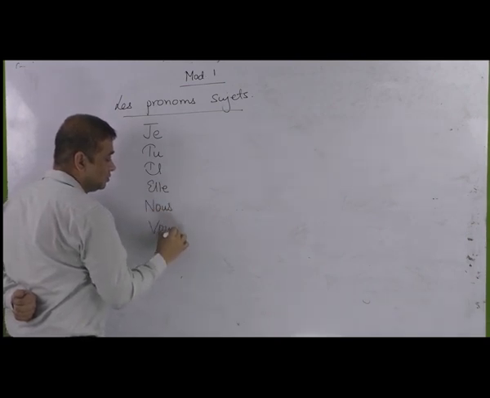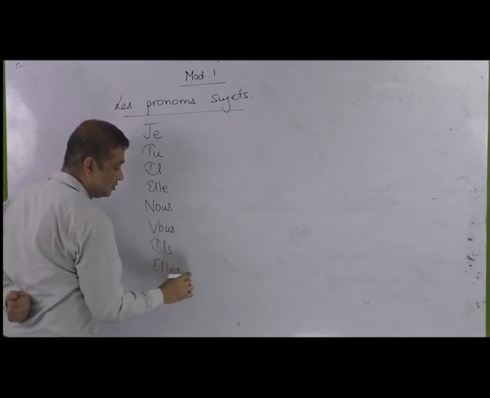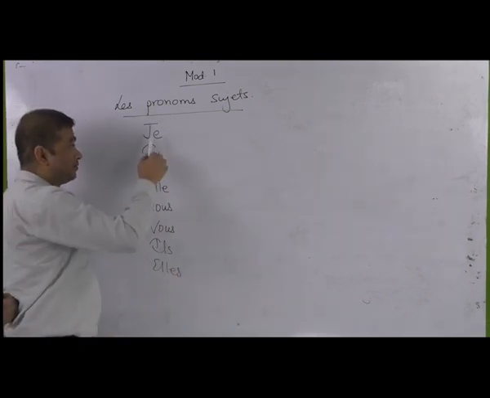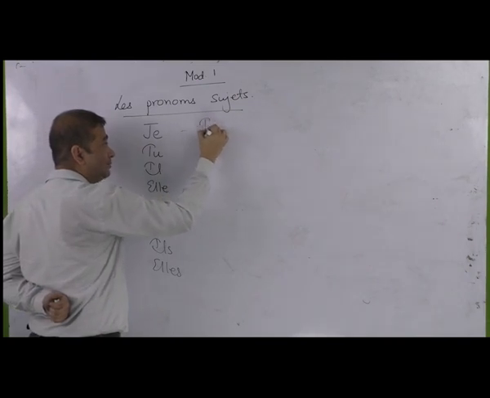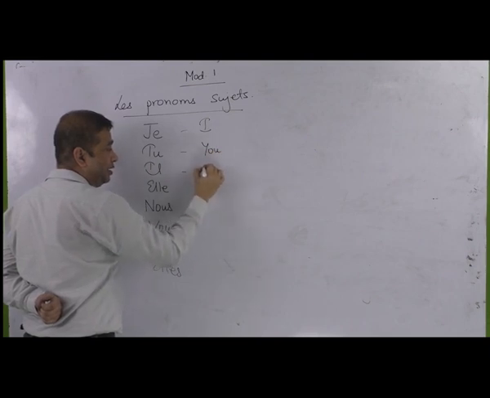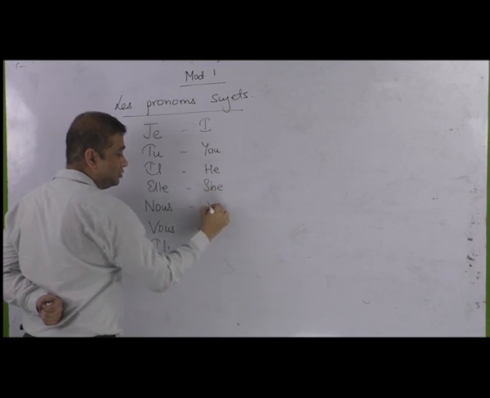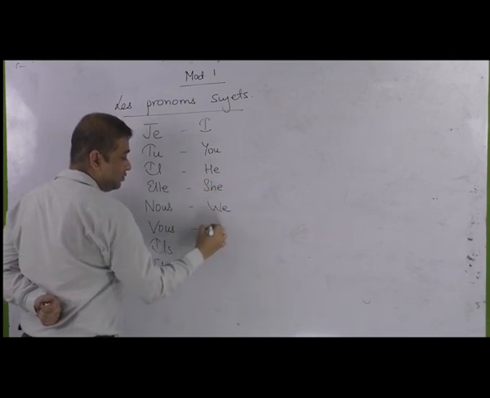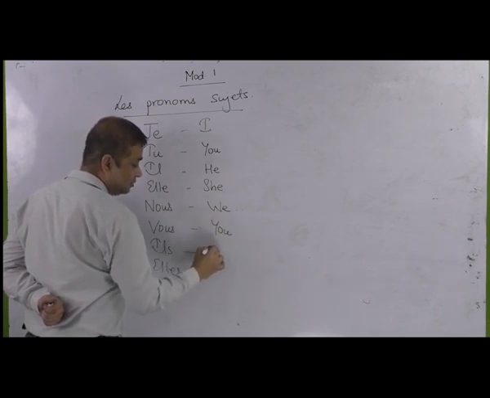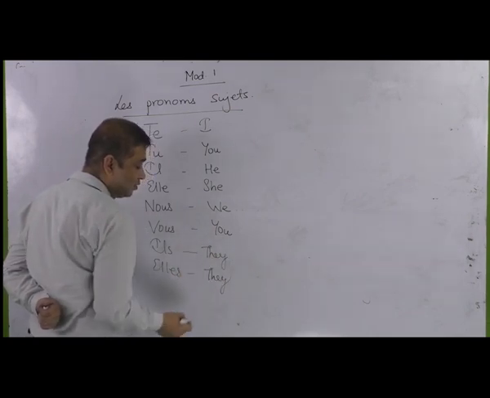vous, il, plural, elle, plural. So here, these are the subject pronouns. Je is used for I, tu for you, il, he, elle, she, nous, we, vous, you, ils, they, elles, they. You can see both mean they.